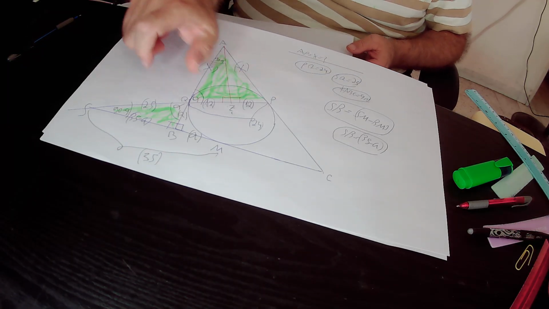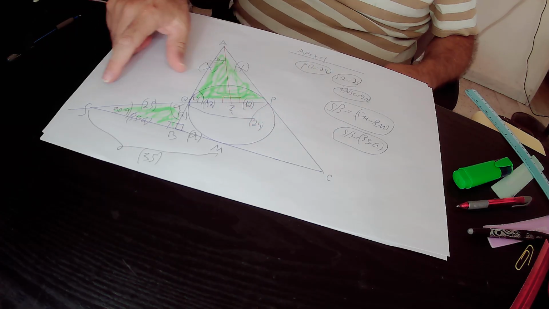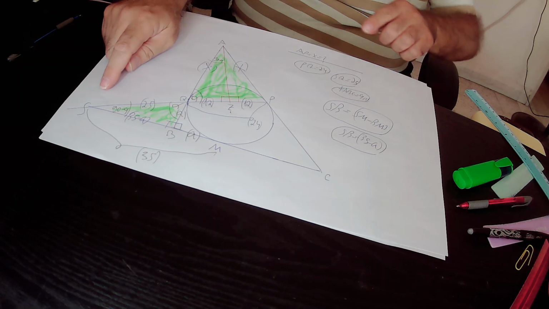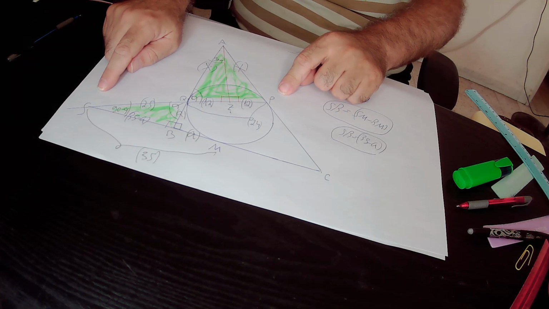SM is the missing side, the tangent SM is the missing side, so it equals SQ that is 25 times SP. SP total equals SQ that is 25 plus QP that is 24. So SP total equals 25 plus 24 that is 49.